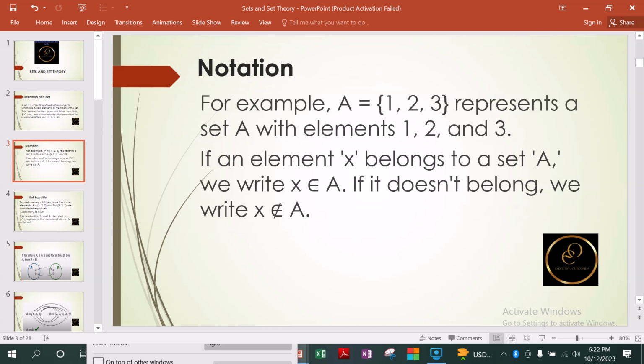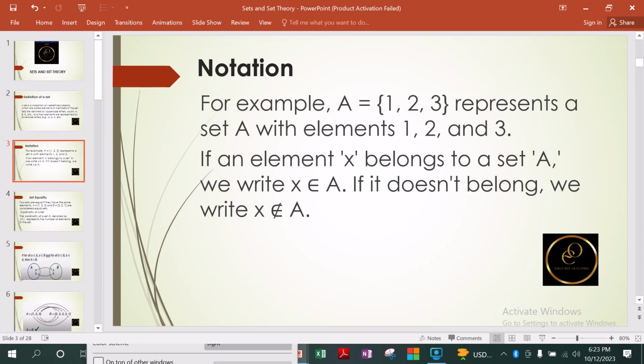So what is the set notation? Normally, sets are noted by use of curly brackets. As you can see, you have set A, which has three elements: element 1, element 2, element 3. To show that it's a set, you put them in curly brackets.